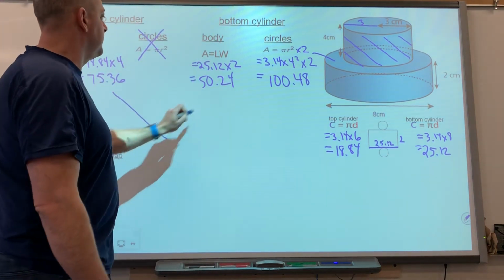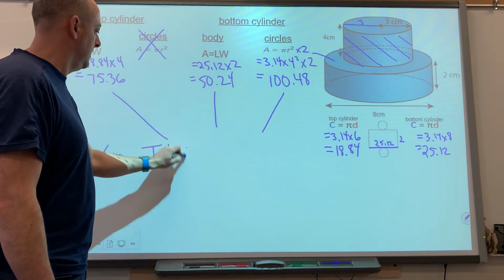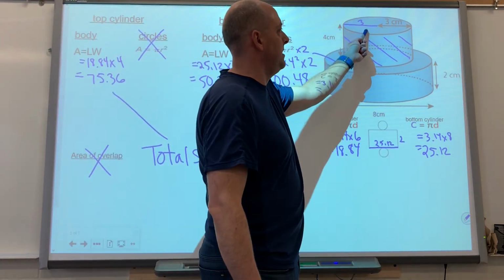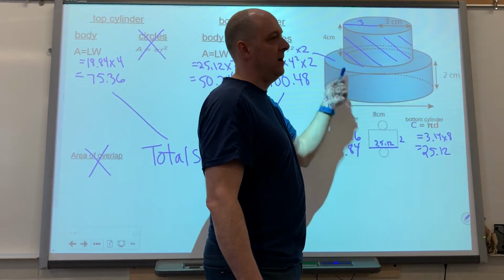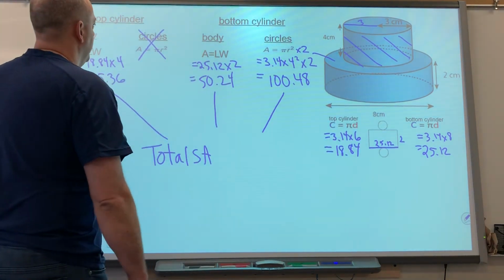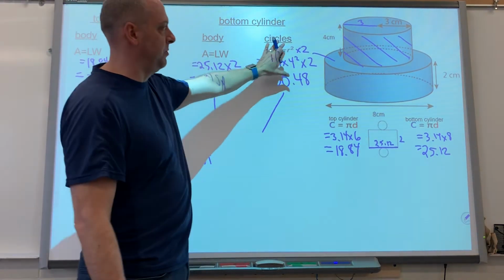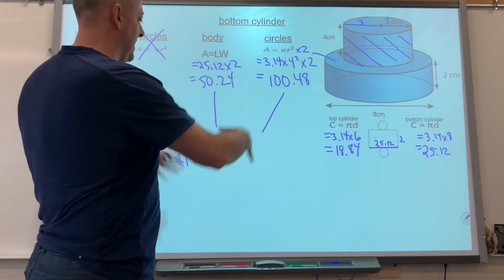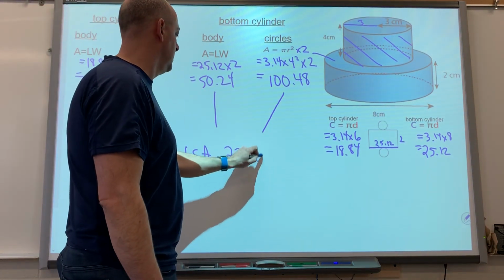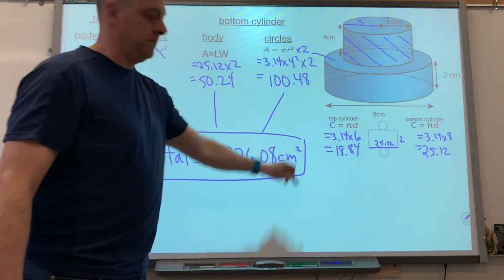Now, if we add all these together, we will get a total surface area. Because you can touch that top circle right here, but remember, you can't touch a circle the same size on the bottom one. So we're going to take it and put it there. But we can touch the body of the top cylinder, we can touch the body of the bottom cylinder, and we can touch both circles now of the bottom cylinder. Add all that up, and you get a total surface area of 226.08 centimeters squared for that question.